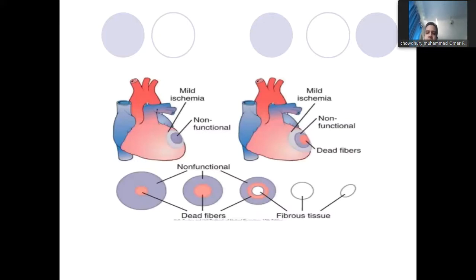This is a picture showing the ischemic, non-functional, and dead fibers in the myocardium. Dead fibers occur in myocardial infarction, and fibrous tissue is ultimately made.